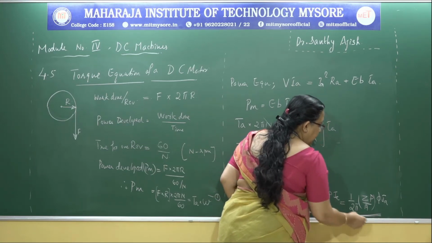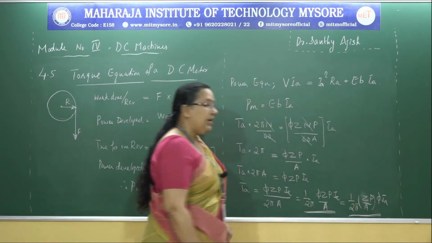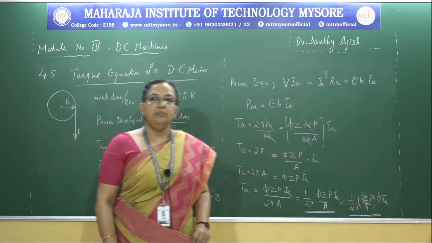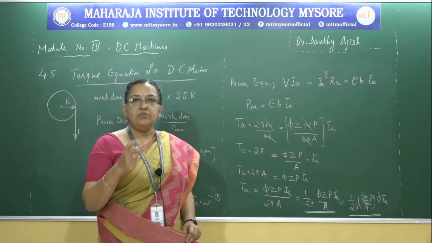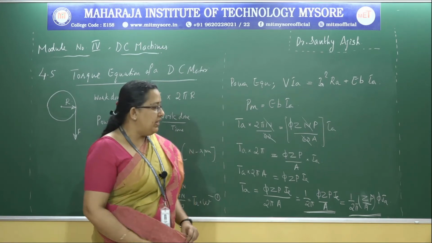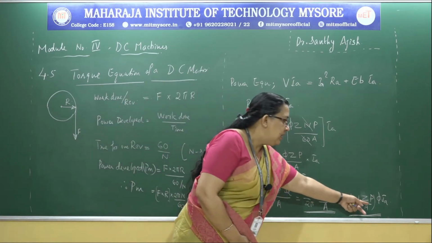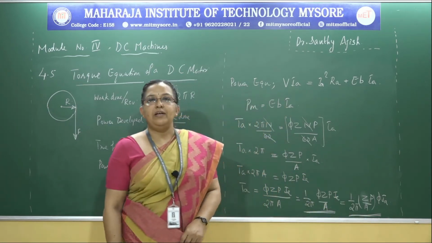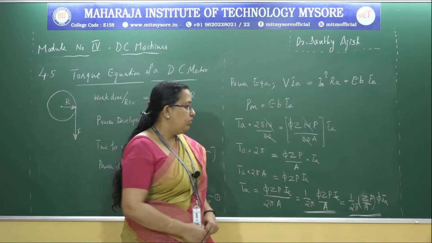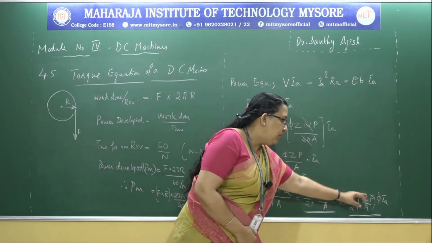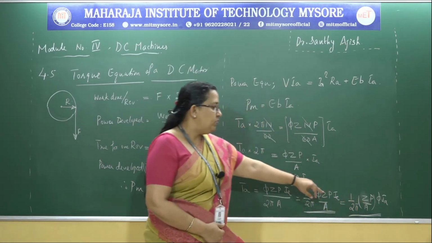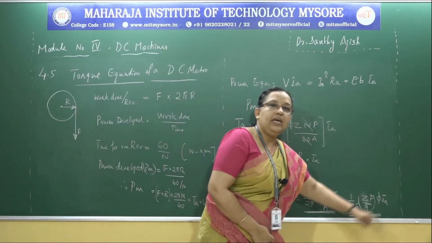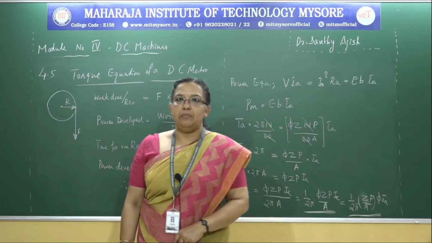Anyway, the reason I have put ZP by A together is that they are nothing but the constant parameters, which are about the constructional details. Z is the number of conductors, P is the number of poles, and A is the number of parallel paths in the armature. So that belongs to the parts. So that's why I put it together. Phi and Ia can be variable parameters there.